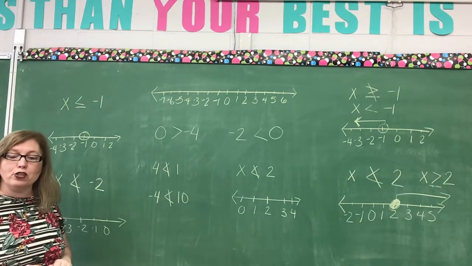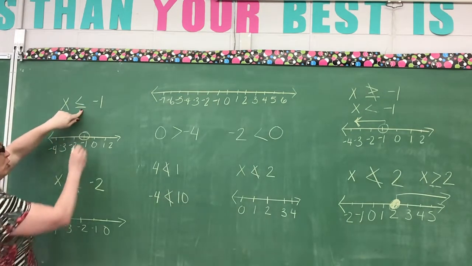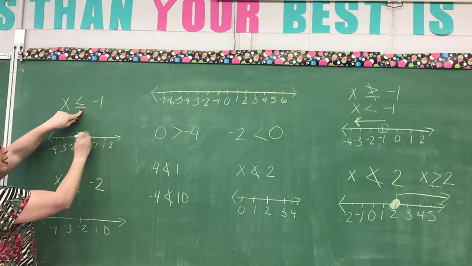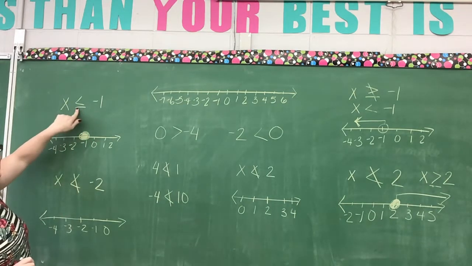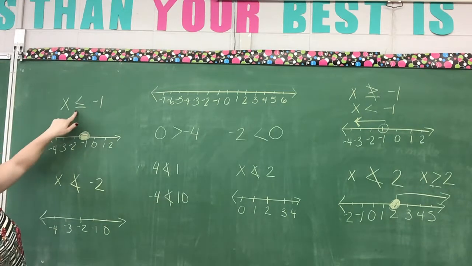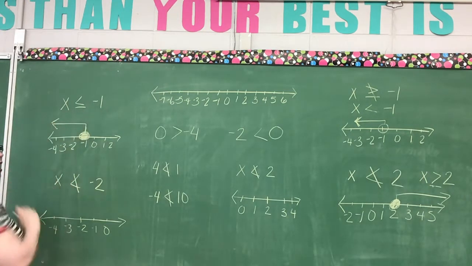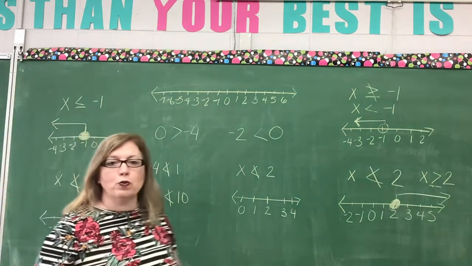Do I color in the circle? I do because it says it is equal to. So I'm going to color that in. So x is less than or equal to -1. Which way do I draw the arrow? I draw it to the left. Look at the next one for me.